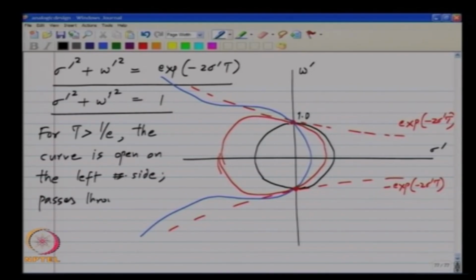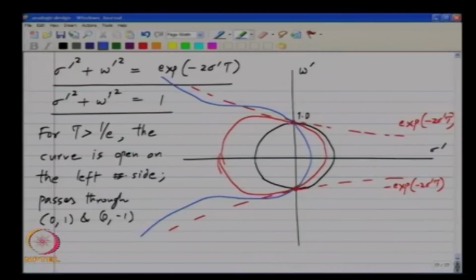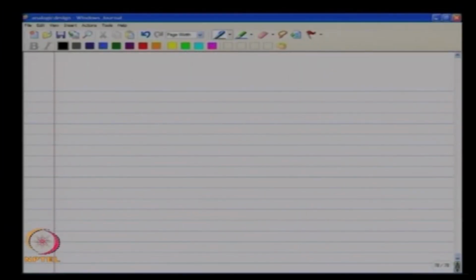And it passes through 0, 1 and 0, minus 1. This is true for all the curves. So, this gives us an idea of what one of the equations looks like. What we need to do is to plot the other equation and superimpose it on this graph and see what the simultaneous solution looks like. Okay. Let us now consider the second equation.